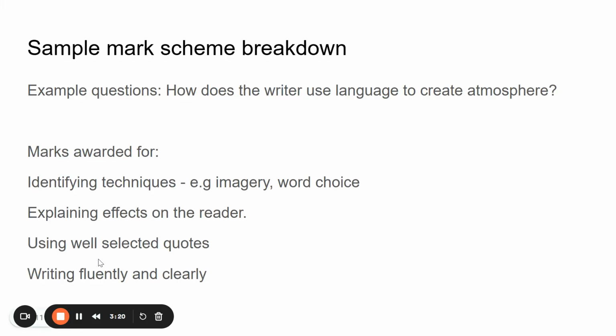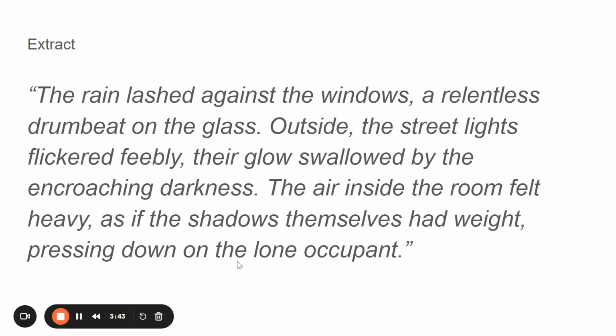Okay, so here is an example question. How does the writer use language to create atmosphere? So if you got this question, you would get marks awarded for identifying techniques like imagery, word choice, explaining the effects on the reader, using well-selected quotes, and writing fluently and clearly.